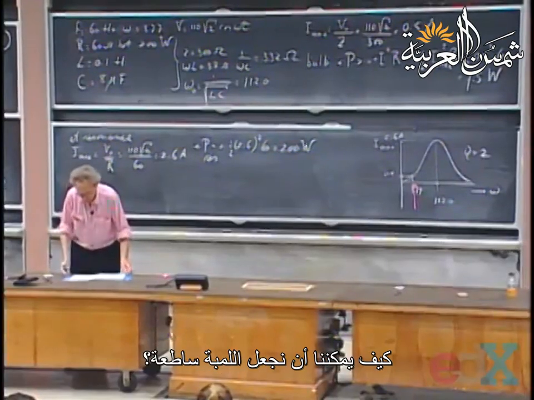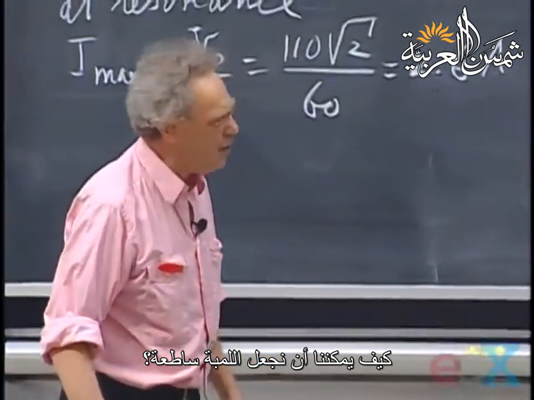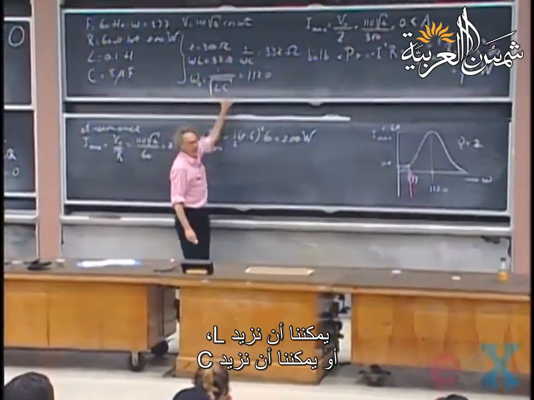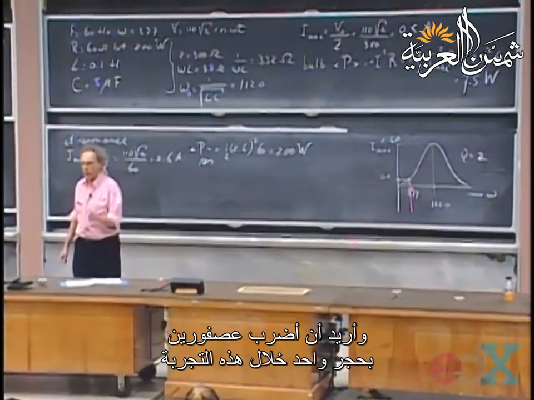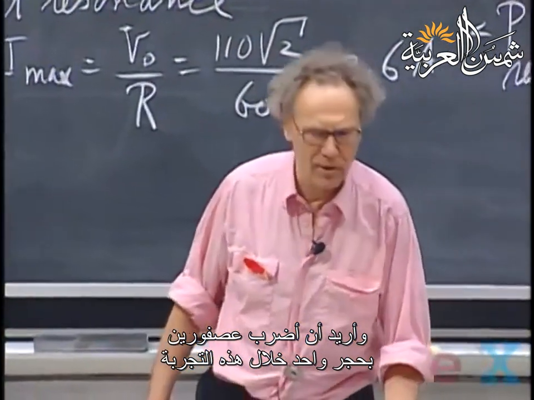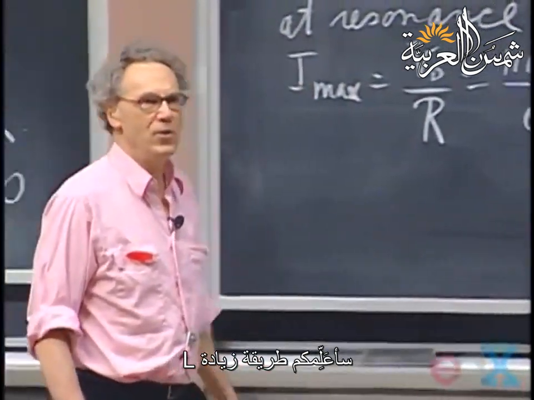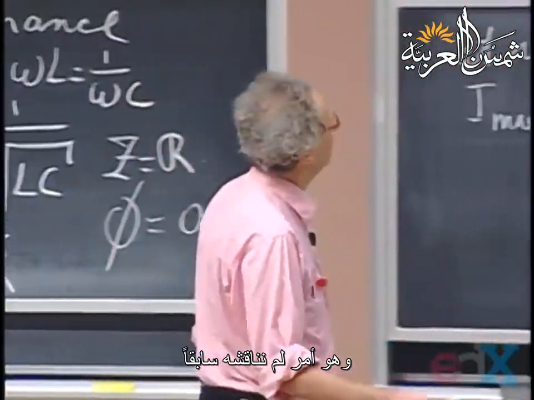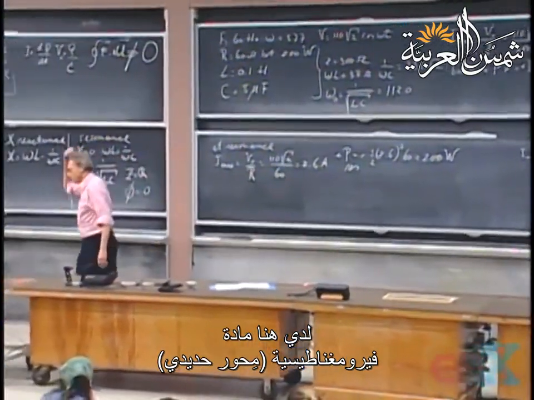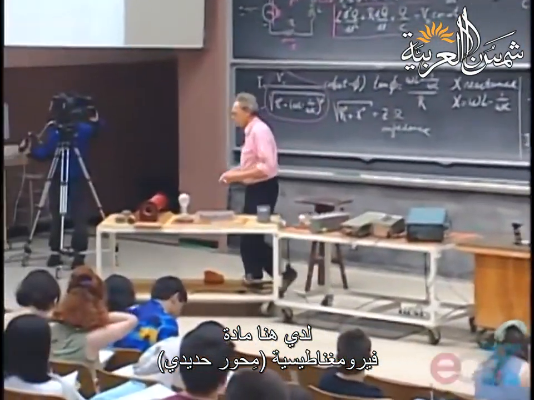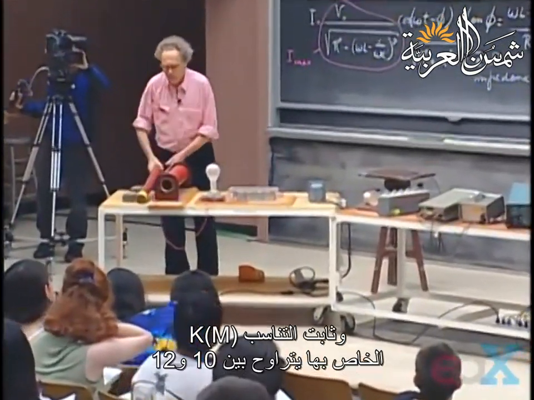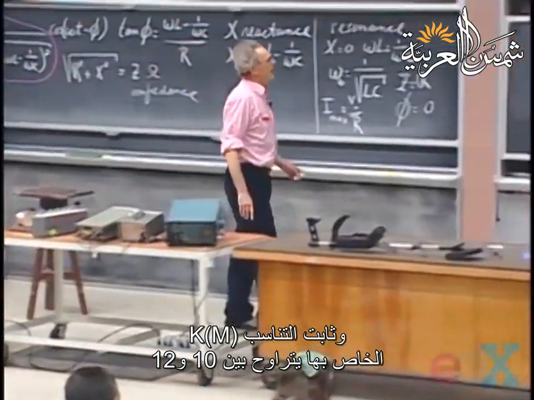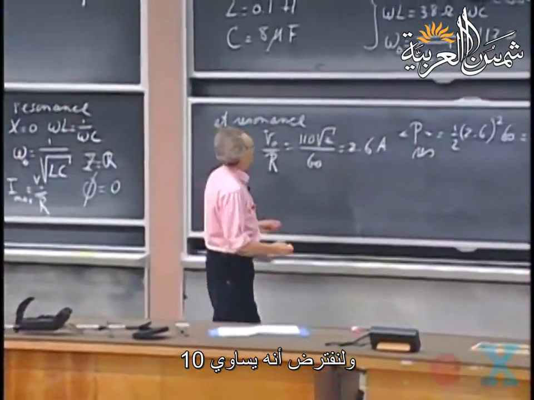And so we want to make the light bulb happy. And how can we do that? Well, we can either increase L or we can increase C. And I want to catch two birds with one stone during this demonstration. I'm going to teach you a way that you can increase L, something that we have never discussed before. I have here ferromagnetic material, which has a value for kappa somewhere around 10, 12. Let's say it is 10 for now.